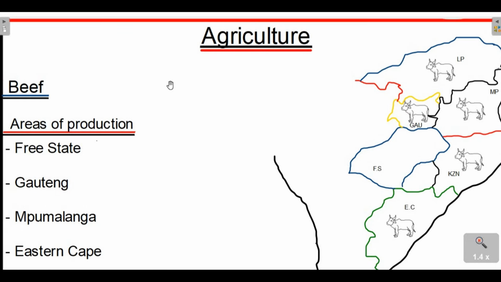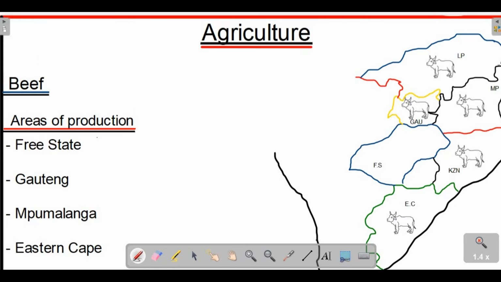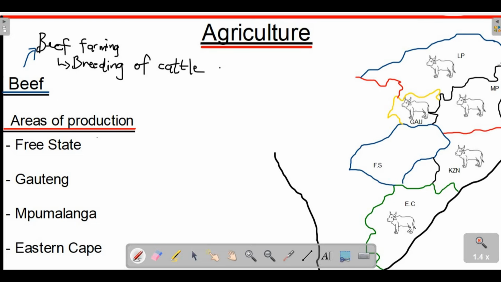Now beef is quite a well-developed industry in South Africa. We actually compete internationally. We produce a huge amount of beef, so we are competitive. It is quite a big industry in South Africa. Beef is produced through beef farming, and beef farming is essentially the breeding of cattle with the aim to sell them or sell the meat, sell the cattle or sell the meat.